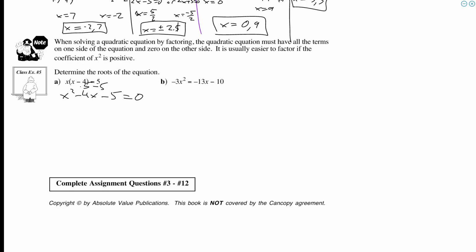Okay. So how do I factor this? What multiplies to negative 5 and adds to negative 4? Right. 1 and negative 5. So x minus 5 times x plus 1. Okay. So x is equal to 5 or x equals negative 1.